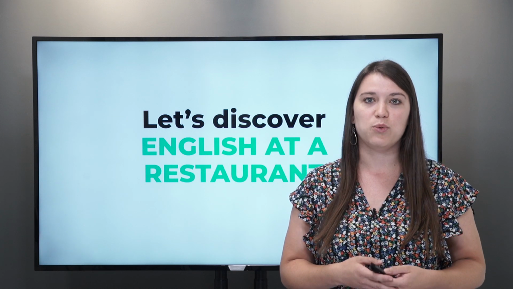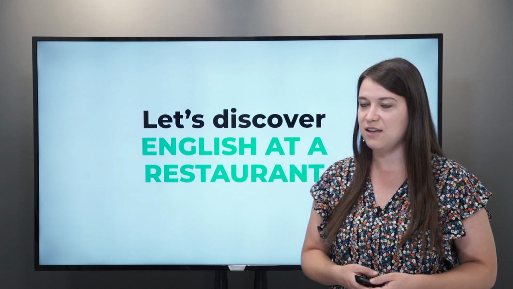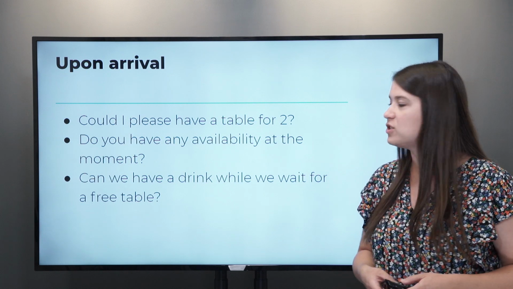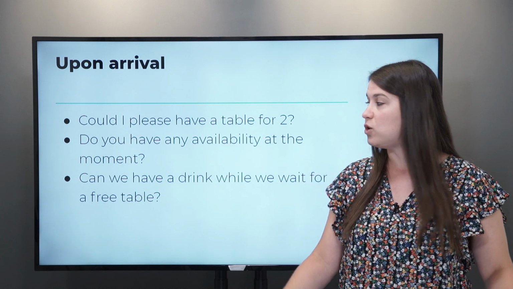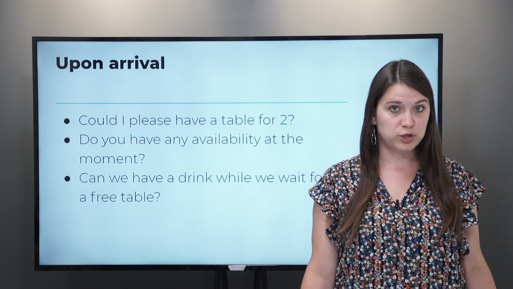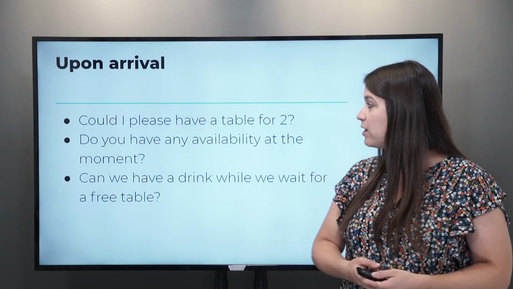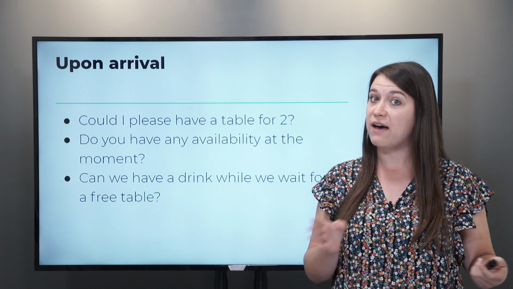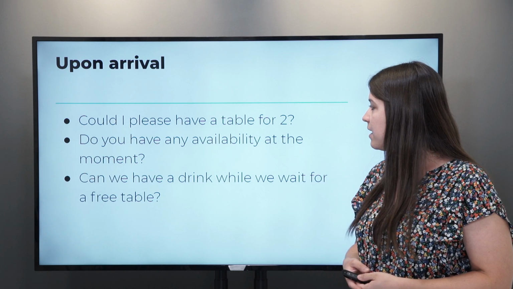So I'm going to take you through all the steps from when you first enter the restaurant until you pay and leave. Okay, so first, when you arrive, you need to ask for a table. So you can say something like, could I please have a table for two? Okay, or you can say, do you have any availability at the moment? This is if you haven't made a reservation ahead of time. Do you have any availability?